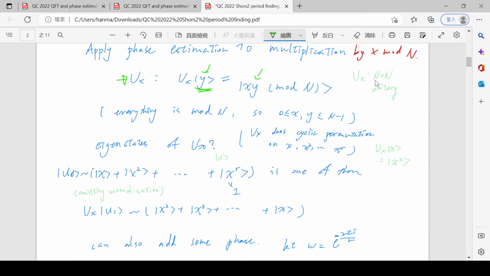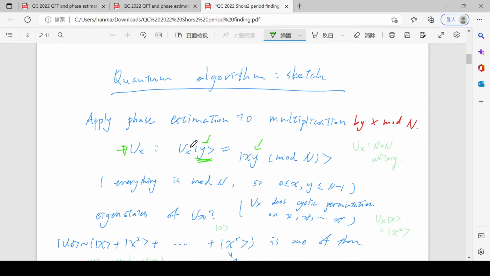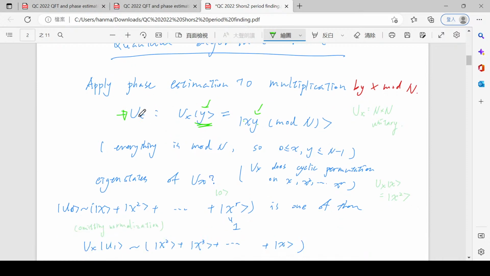So how do we find the period of x using this U_x? We probably want to start with the computational basis state |x>. If you apply U_x on |x>, obviously it becomes |x^2 mod N>, because that's what U_x does: it multiplies by x. So x and x squared are probably different, so |x> is not an eigenstate.